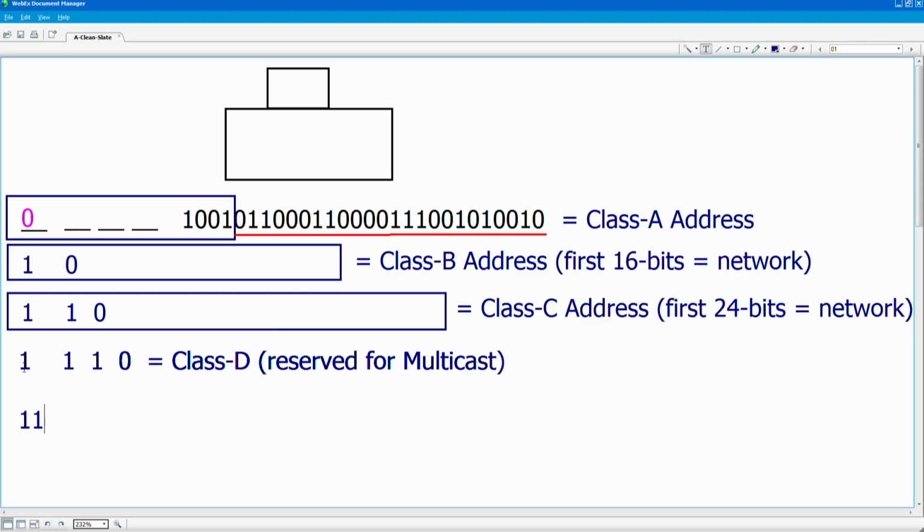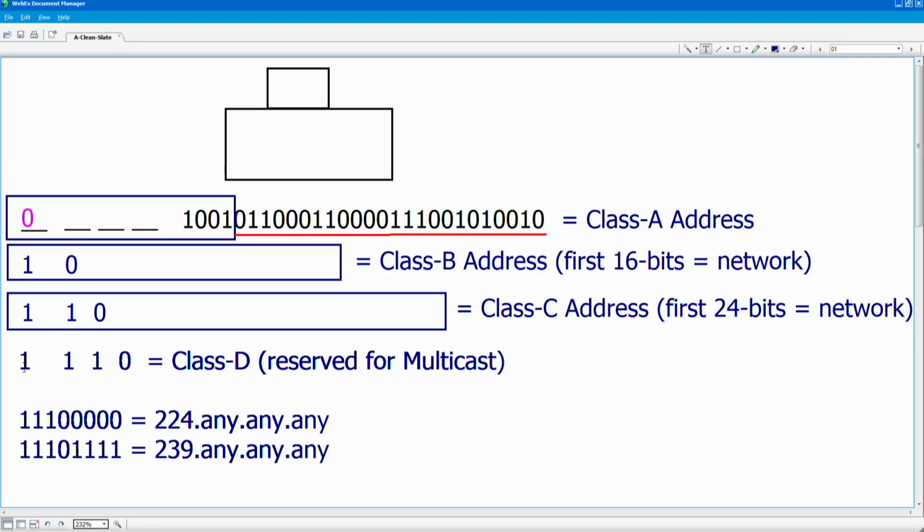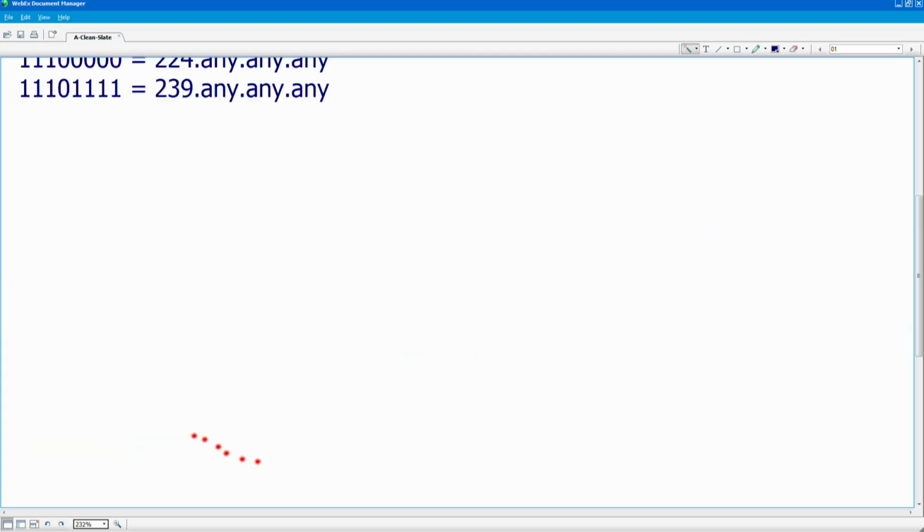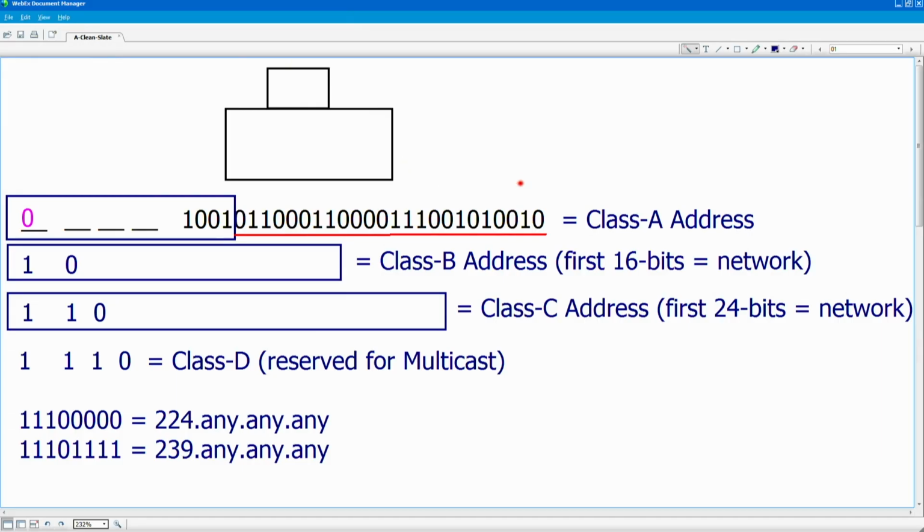So the smallest multicast address is anything beginning with 224, and that's the largest multicast address, which is 239 dot anything. So that's your range of multicast addresses, all starting with 1110 in binary, in dotted decimal falling within the range of 224 to 239.